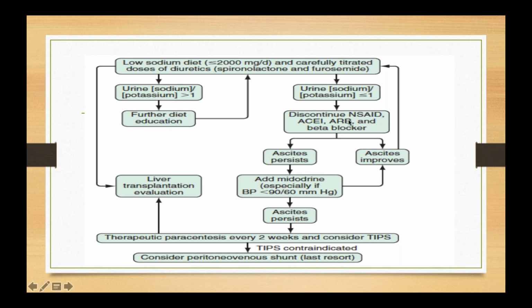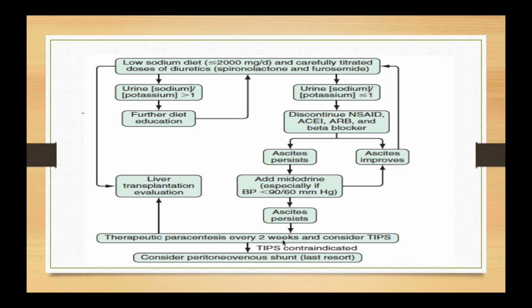You have to stop NSAID, ACE inhibitor, ARB, beta blocker, and if ascites still persists, you can add midodrine. It is now available in India, a little bit costly, but you can try in refractory ascites. Then if the ascites still persists, you can do either repeated TIPS or transplant.